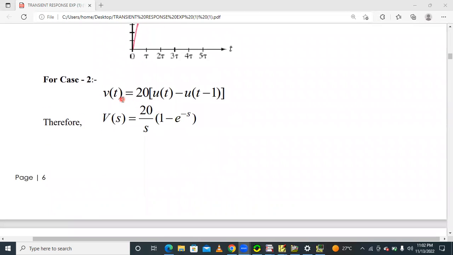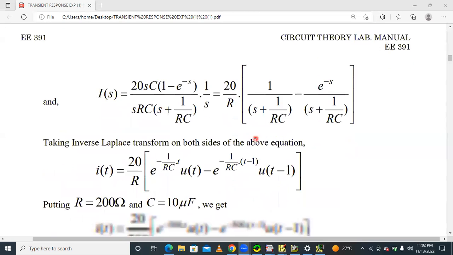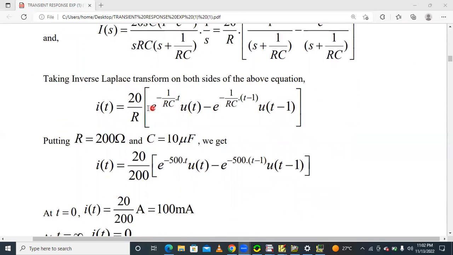And case 2, by taking V of t is equal to 20 into U of t minus U of t minus 1. Okay. So that is nothing but V of s is equal to 20 by s into 1 minus e power minus s. It's clear? Then this expression can be modified like this. I of s is equal to V of s by Z of s. Then this equation can be modified like this.